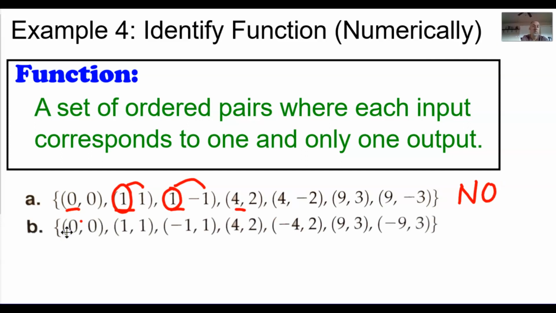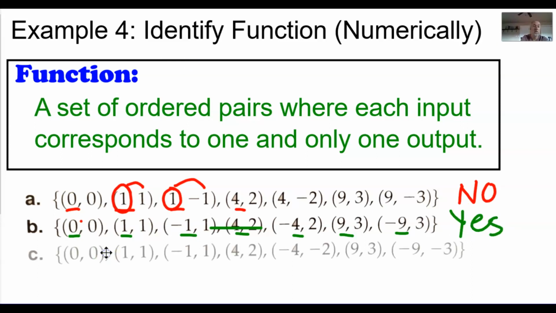Okay, here's another one. Here's a list of ordered pairs. To determine whether it's a function or not, look at the x values. 0, 1, negative 1, 4, negative 4, 9, negative 9. In this list, there's no repeat in the x value, so this is a function.